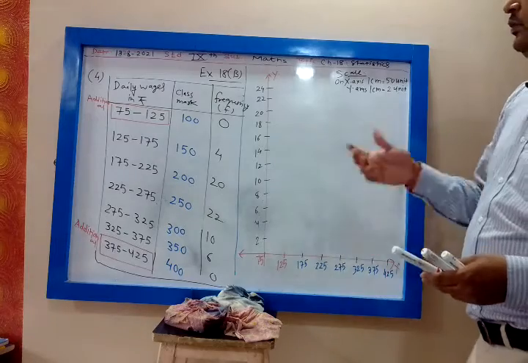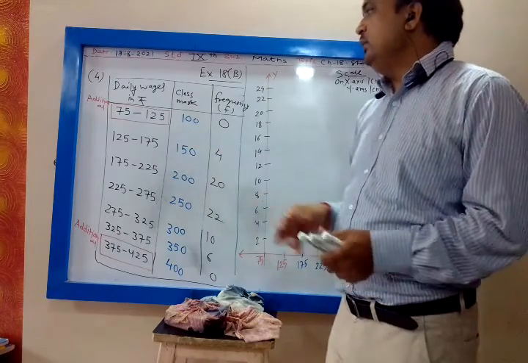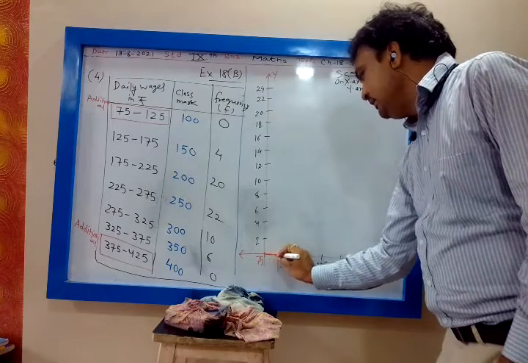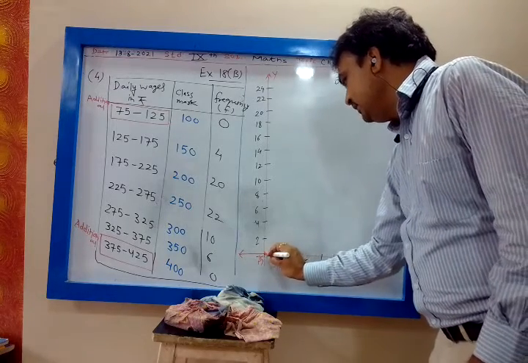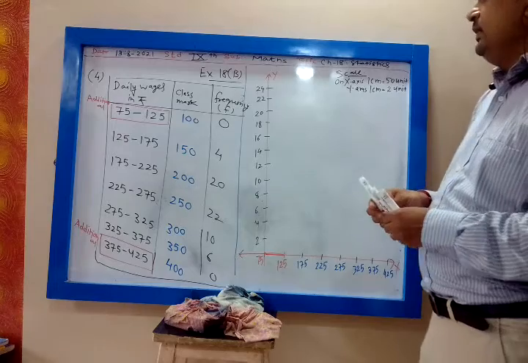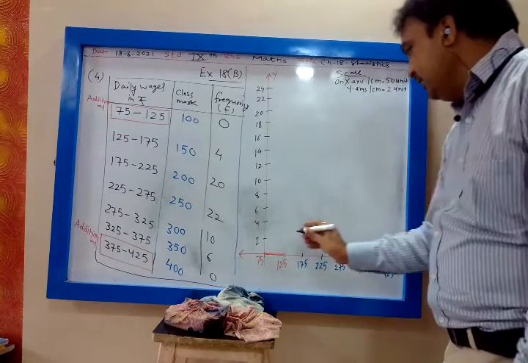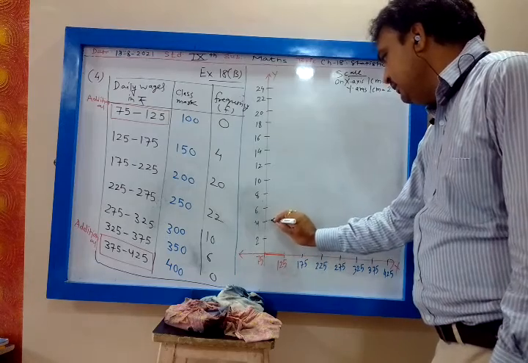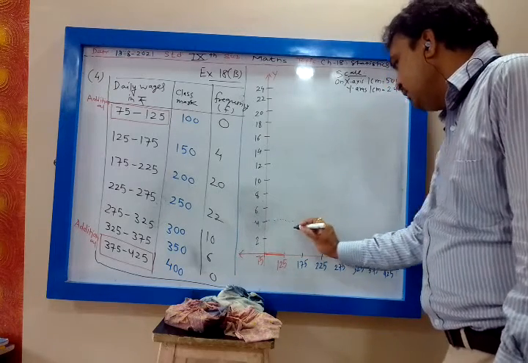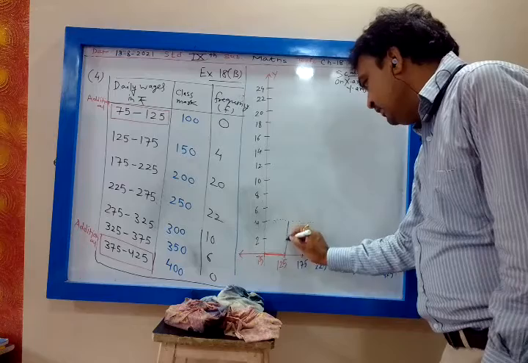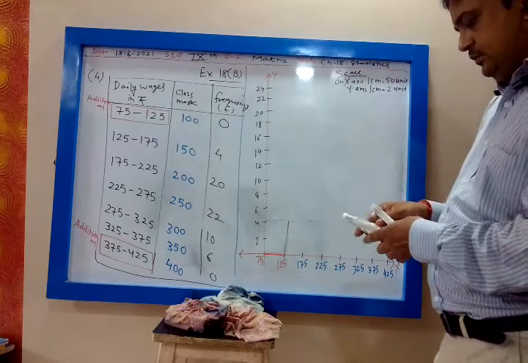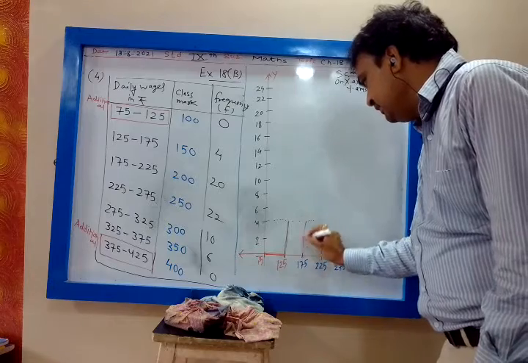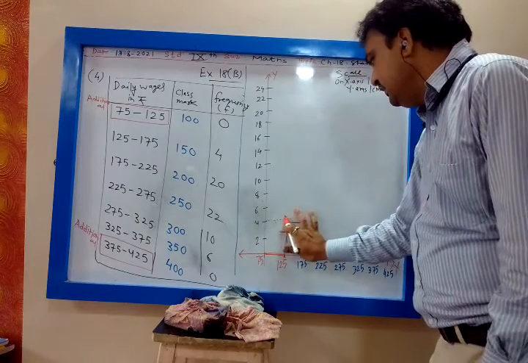So first you draw the histogram. 75 to 125, what is the frequency? 0. 0 means this only. Then 125 to 175, frequency is 4. This is 4. So draw the dotted line, keeping the scale horizontal. 125 to 175, it is 4. Erase this dotted line.